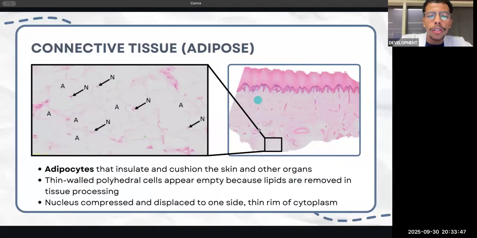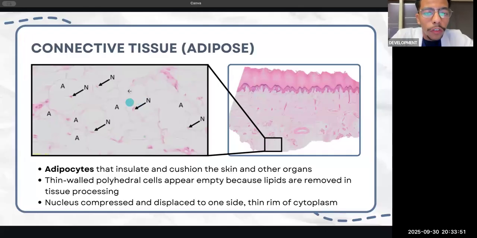Then we have adipose, which is basically fat. Okay, so can you guys see these? It's quite faint, but can you see these outlines of cells? These are called adipocytes. So adipose is the tissue. Adipocytes are the cells that make up this adipose tissue. Adipose is used for insulation, and cushioning the skin and other organs, of course, for protection.